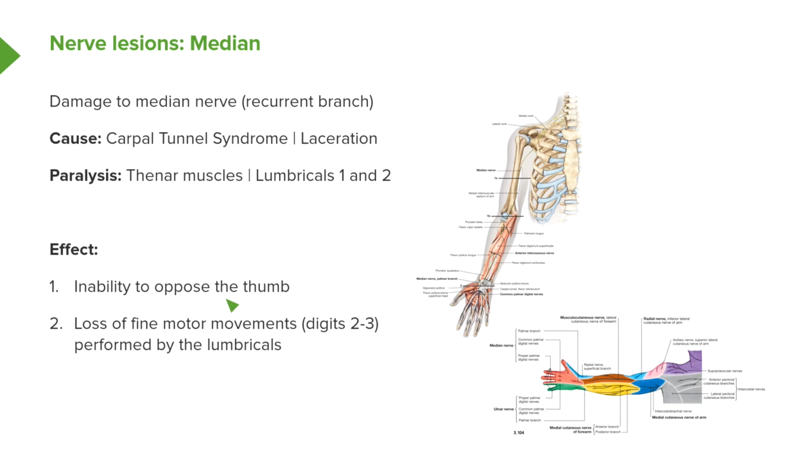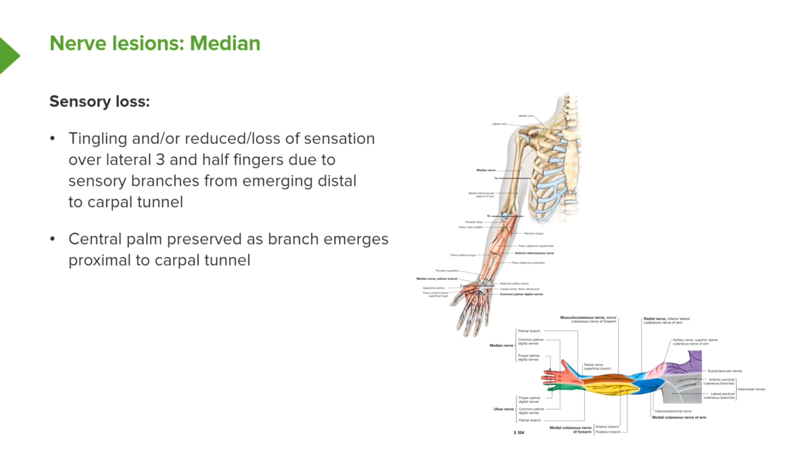Because of that, you have an inability to oppose the thumb, and you lose the fine motor movement that is possible via the lumbricals with digits 2 to 3. So, loss of fine motor movements of the lumbricals. And we can see that here. The lumbricals will be damaged, and the thenar eminence here will be damaged due to damage to the recurrent branch of the median nerve.